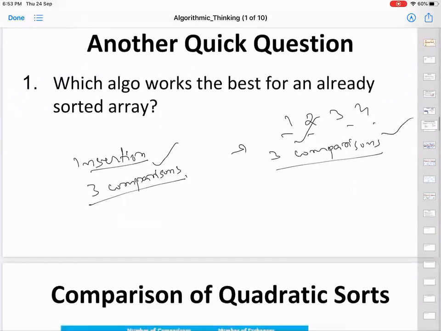We also discussed that if the array was already sorted, then you don't have to do more than n-1 comparisons with bubble sort as well as with insertion sort.